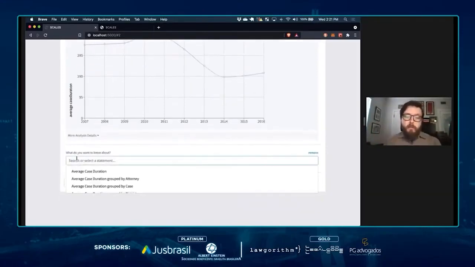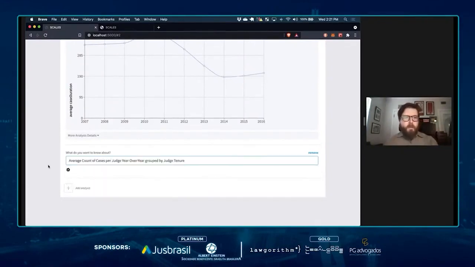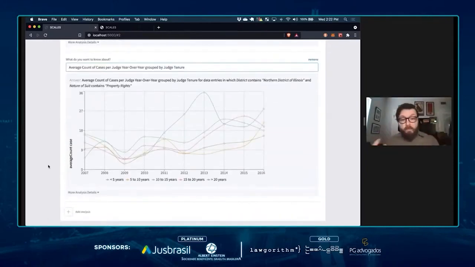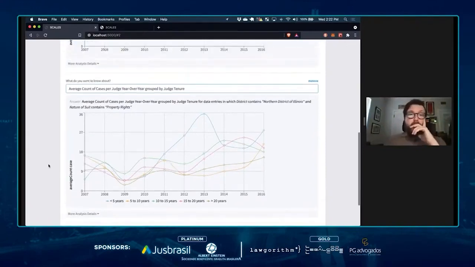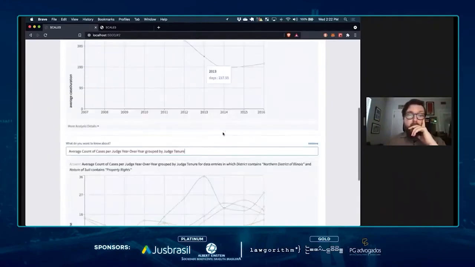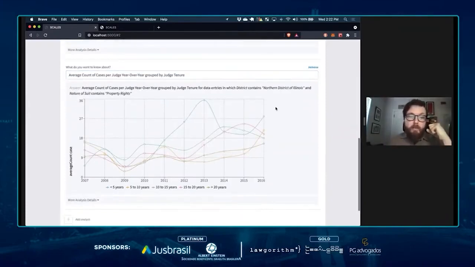And so I will do cases per judge year over year, broken down by judge tenure. Let's see where that is. Cases per judge, group per judge tenure. Here we go. And so now I get a much deeper portrait of the analysis. And I see that actually right about when those cases were speeding up, as I can see from this particular chart, that's when a whole bunch of brand new judges who had been on the bench less than 5 years started to actually get those cases.